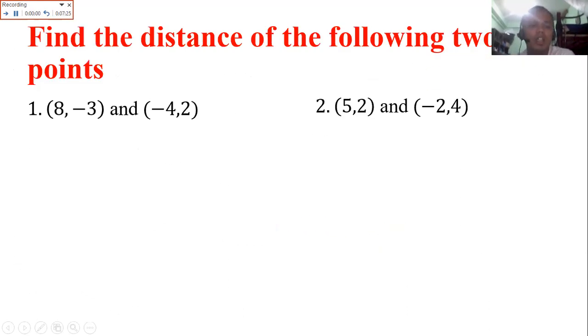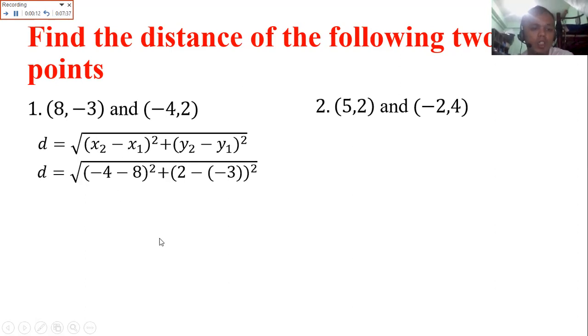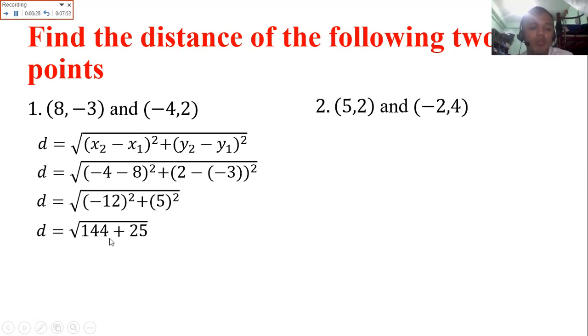Exercise. Find the distance of the following points: (8, -3) and (-4, 2). Substitute lang natin. x sub 2 is negative 4 minus x sub 1 is 8. y sub 2 is 2 minus y sub 1 is negative 3. Negative 4 minus 8 is negative 12. 2 minus negative 3 or 2 plus 3 is 5. Square natin, then we have 144 plus 25, which is equal to 169. Since 169 is a perfect square, the square root is 13. So 13 yung distance nila.